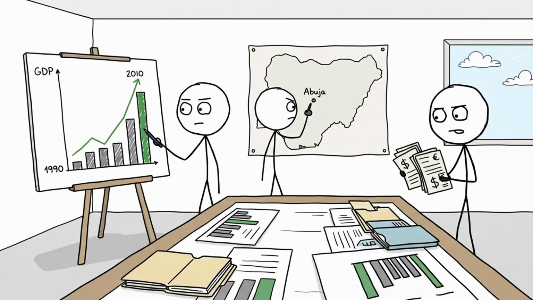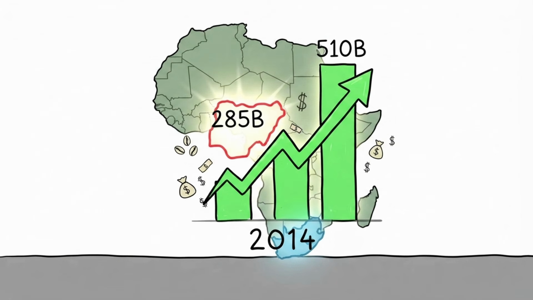Number 4, and this is the one I promised you. Nigeria hadn't updated its GDP method since 1990. Most countries do it every 5 years. When Nigeria finally did it in 2014, its GDP jumped 89% overnight, from $285 billion to $510 billion, instantly passing South Africa as Africa's largest economy.